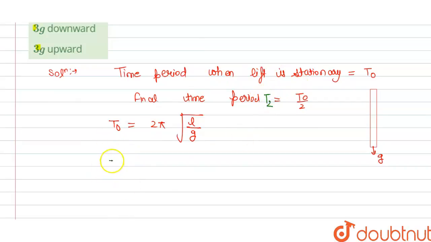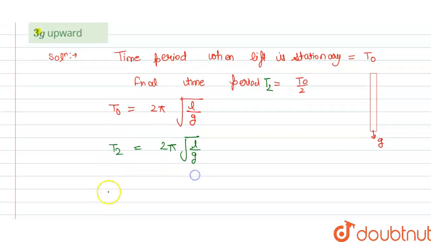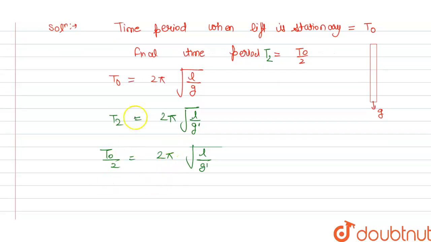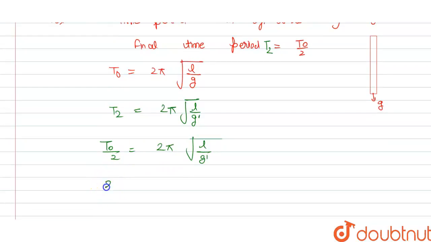Let's suppose this is T2. So this is equal to 2 pi under root L divided by g dash. So this is T0 divided by 2, and this is 2 pi under root L divided by g dash. So if we put the value of T0 here, we can write 2 pi under root L divided by g, and this divided by 2 is equal to 2 pi under root L divided by g dash.